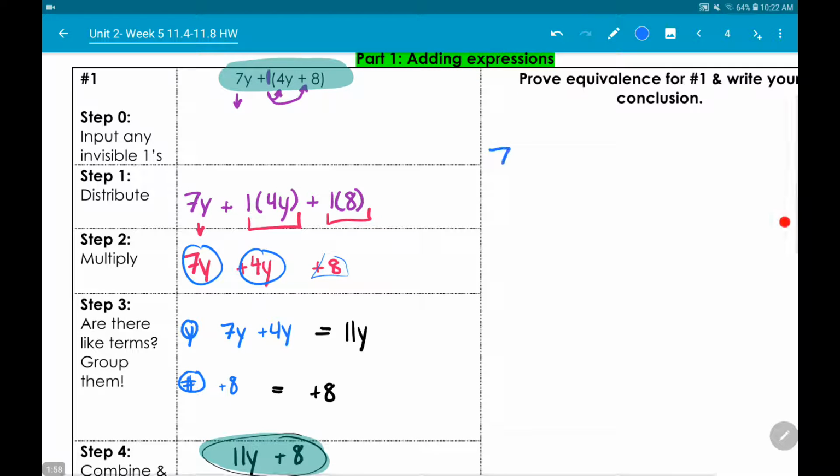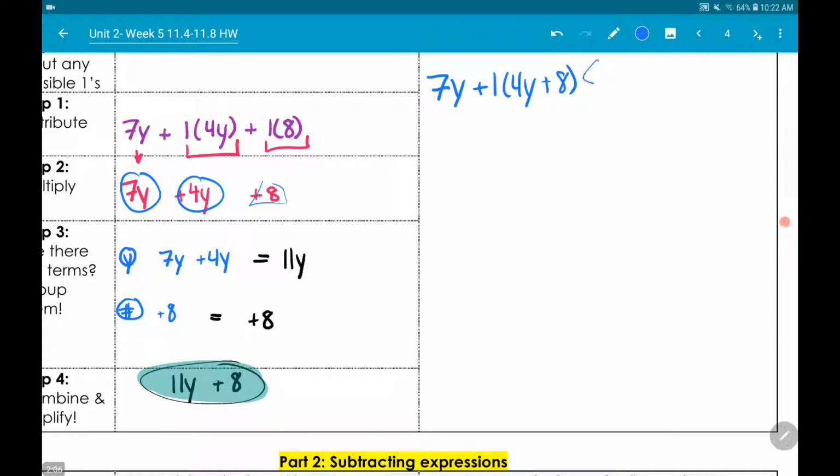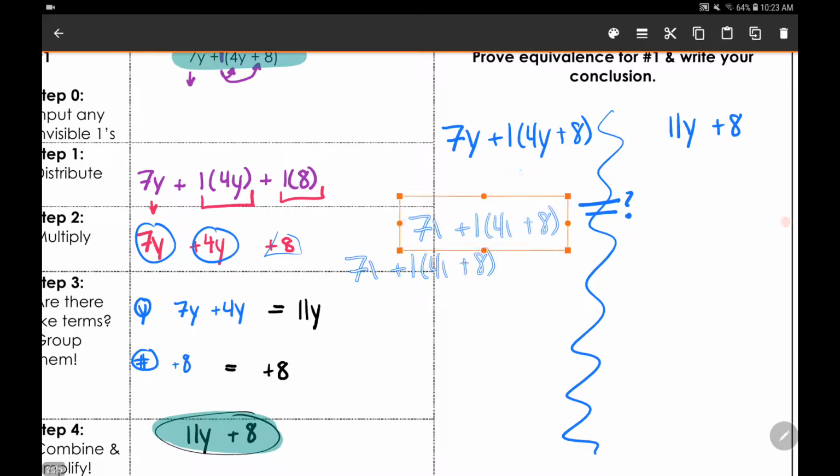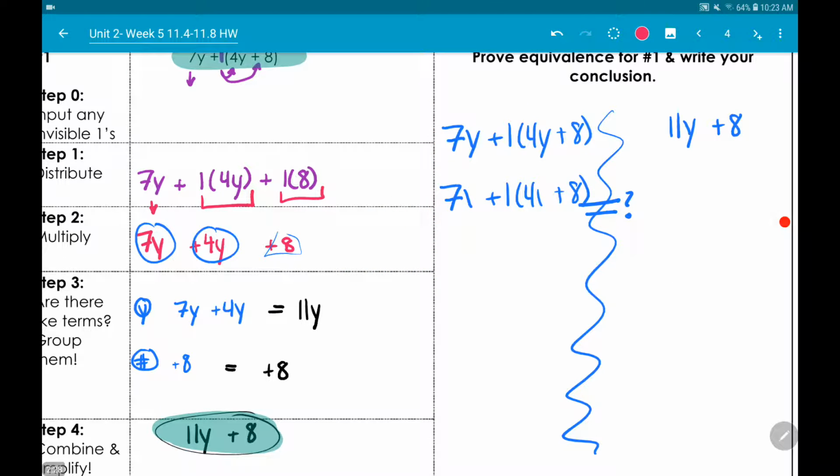So I need to see, is this one, my original, equal to my answer? If it is equal, then I know I simplified correctly. If it is not equal, then I did not simplify correctly. All right, so I'm going to do this, and instead of y, I'm going to replace it with a number. I'm going to pick y is equal to 1.